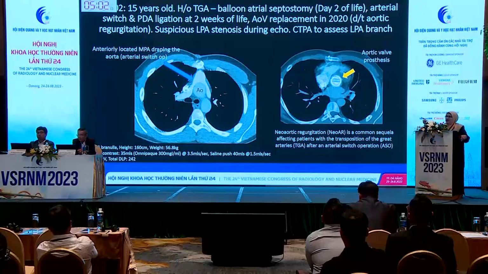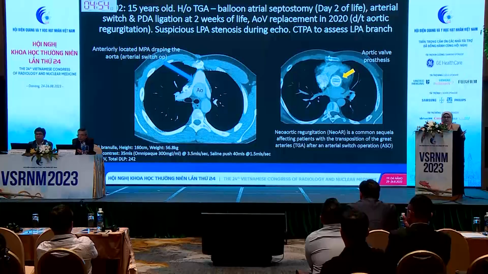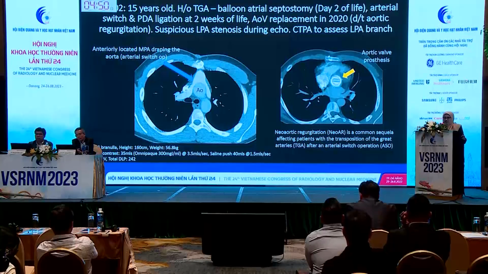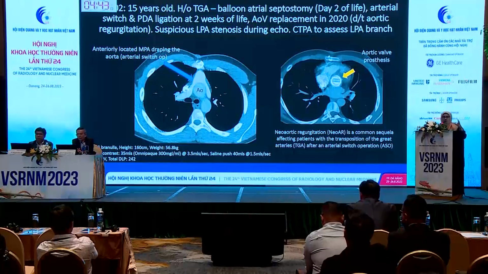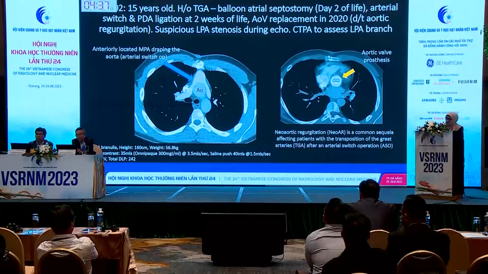Maybe some of you would think this is a really odd anatomy, where the main pulmonary artery just drapes in front of the aorta. This is what happens during the arterial switch operation. The patient also had an aortic valve prosthesis inserted, because when you have this sort of operation, most commonly in cases of TGA, for neo-aortic regurgitation, the patient may have a dilated ascending aorta.